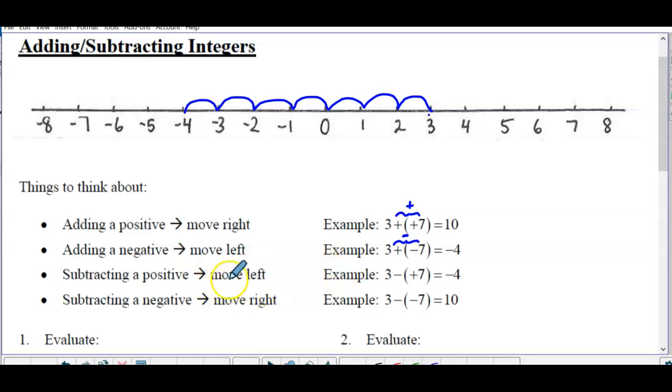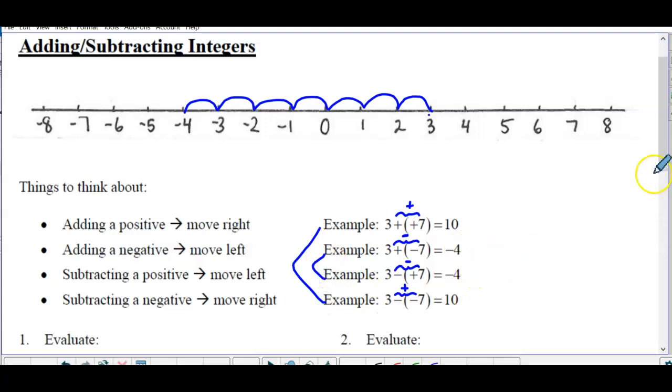Subtracting a positive, same deal. It's the opposite basically for each part, but it has the same result. So if you're subtracting a positive, that single operation is subtracting, and you move 7 to the left. So -4, and then subtracting a negative, the single operation that replaces that is adding, and you move to the right 7. So that's why these two are the same and these two are the same.